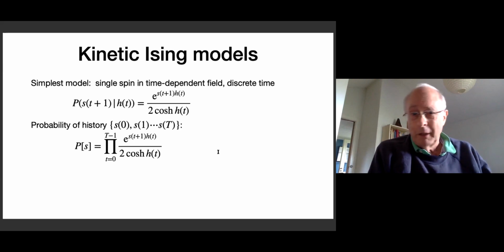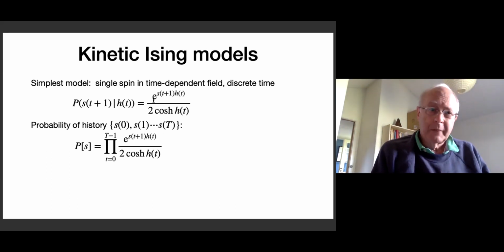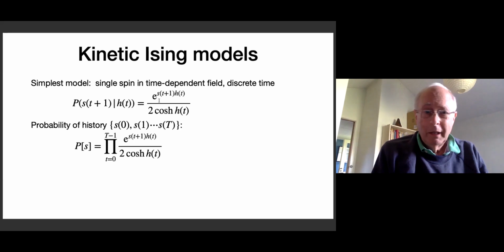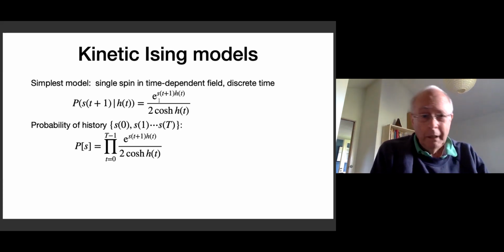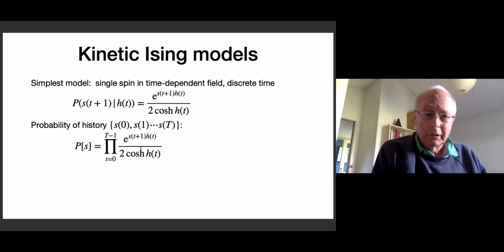So you have a sequence of H's, which depend on time. And that produces, by this rule, a random series of S's, because it's probabilistic. Okay, and we could write the probability for the whole history. It's just the product over all the time steps of this Boltzmann-like factor for the single time step.